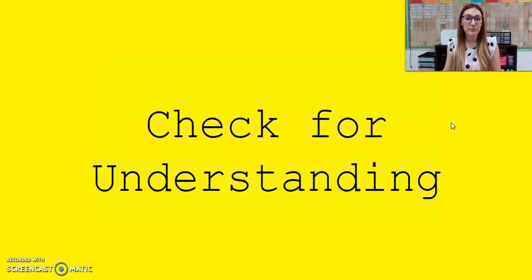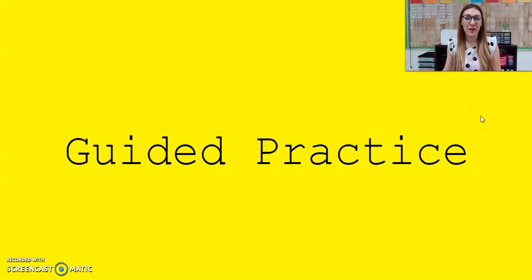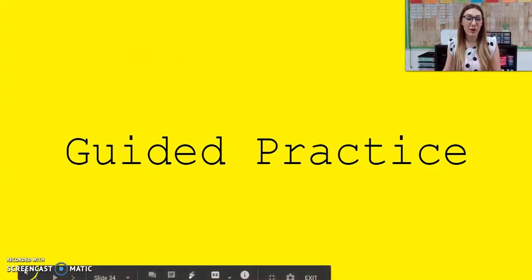All right, let's do our check for understanding. When multiplying using an area model, we decompose the factors using what? What do we use? We use expanded form. All right, guys, I'll see you in just a minute for our guided practice.